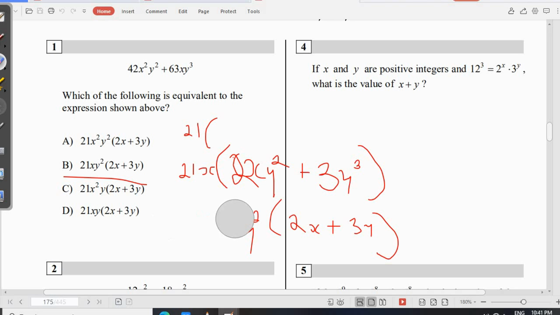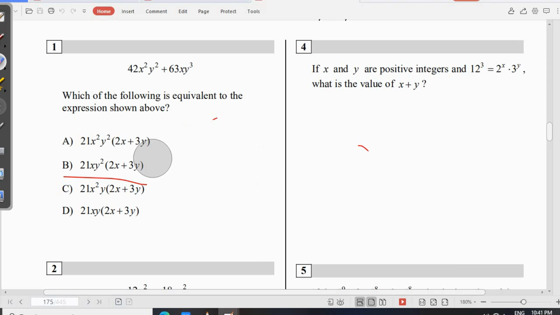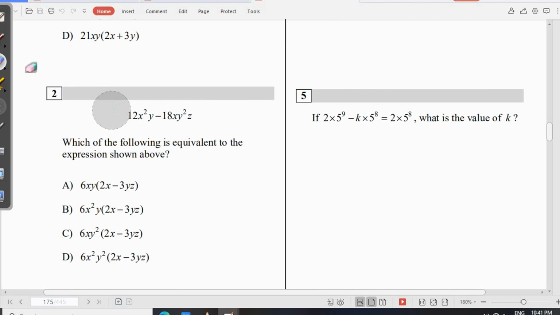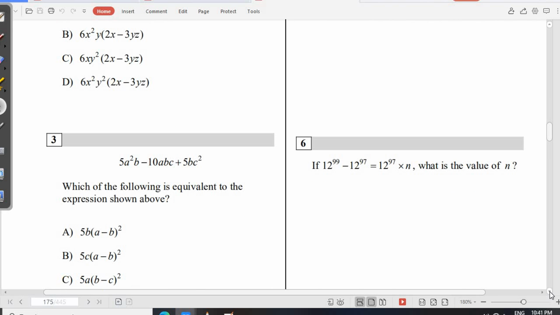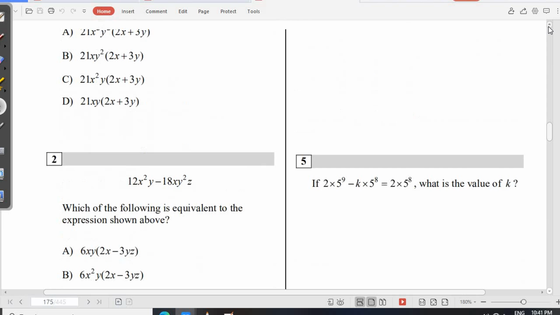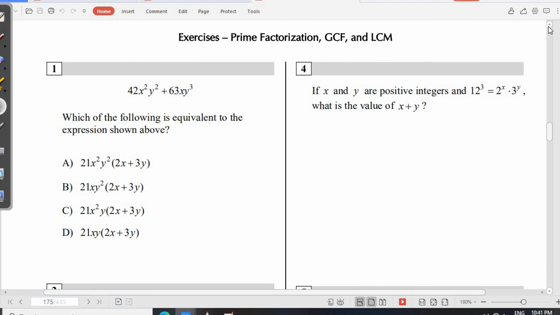This question just wanted to know how well you can manipulate your algebra. I'm pretty sure you can solve number 9. I'm totally confident you can solve question number 9, and even question number 2 rather. You can solve question number 2 and question number 3, and I'm sure you can also solve question number 4.